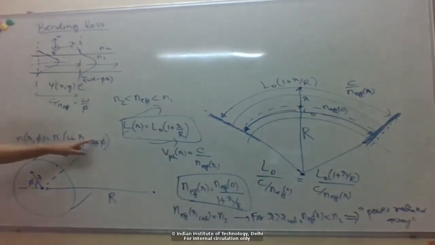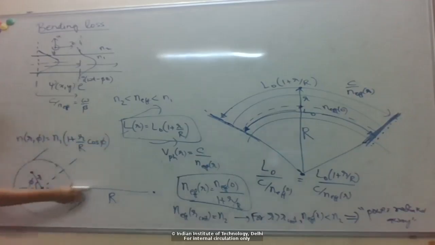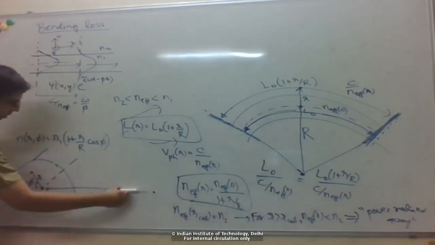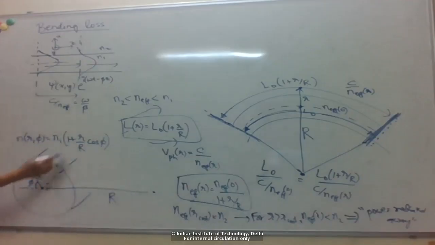So why do we take a profile like this? You can see, for phi equal to 0, cosine phi is 1. So along the direction of the radius of curvature of the bend, this will look like n1 times 1 plus r by R. Along this direction, it will have this 1 plus r by R profile.